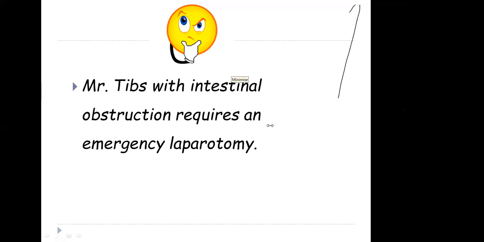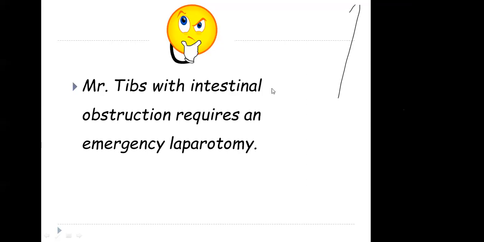I would give thiopento to Mr. Tibbs. Thiopento? Why? This patient with intestinal obstruction, why would you give him thiopento? Yes, because I would want to use the anesthesia as fast as possible.